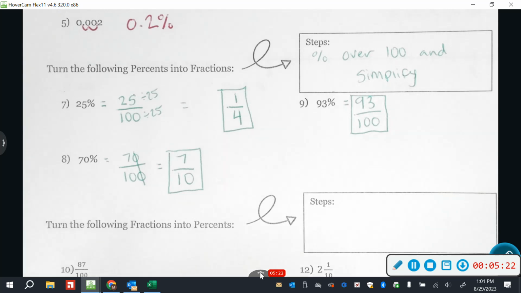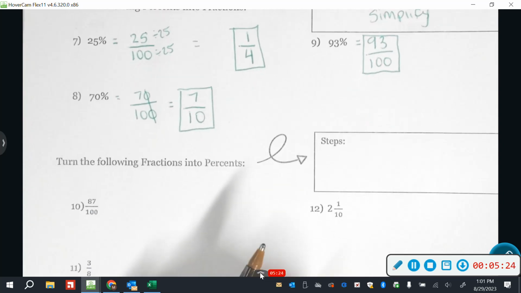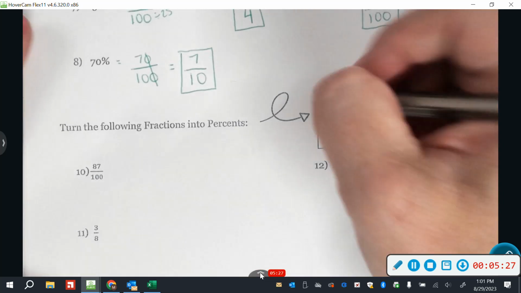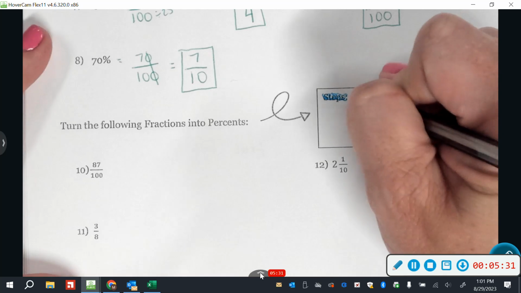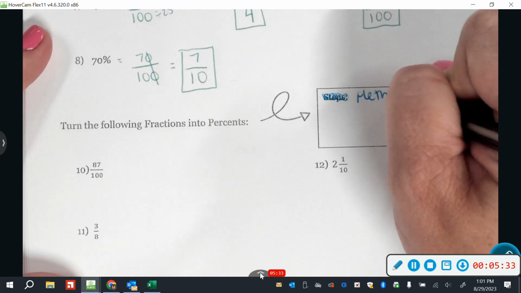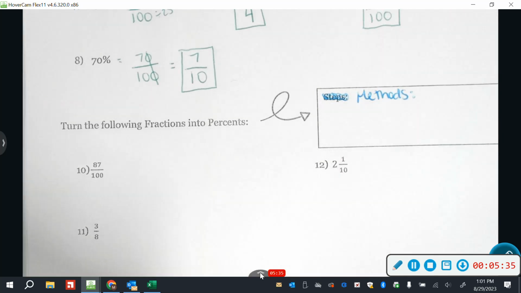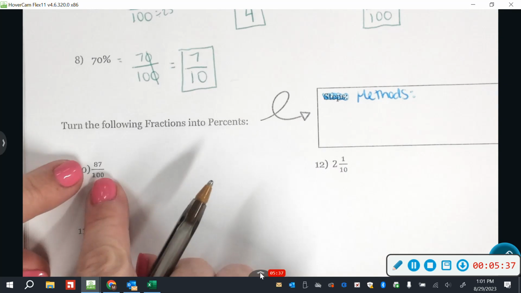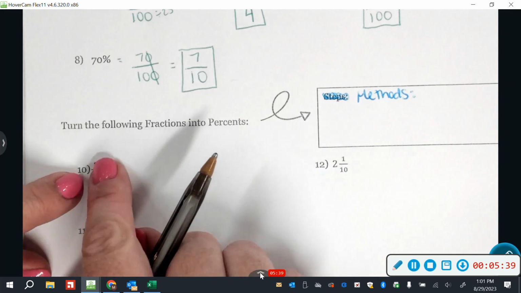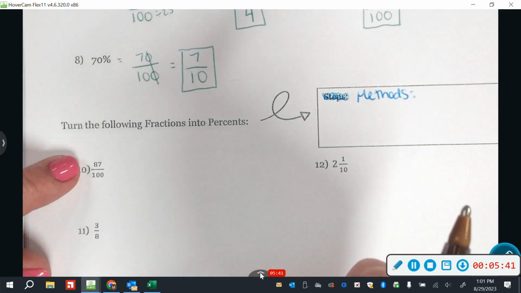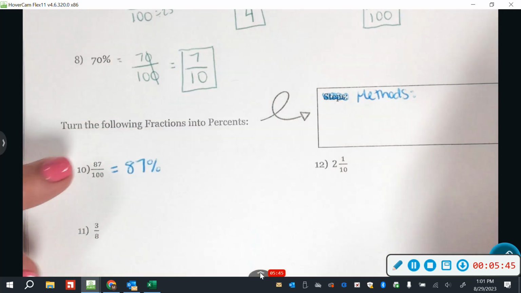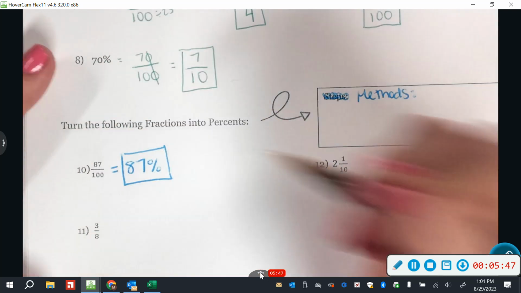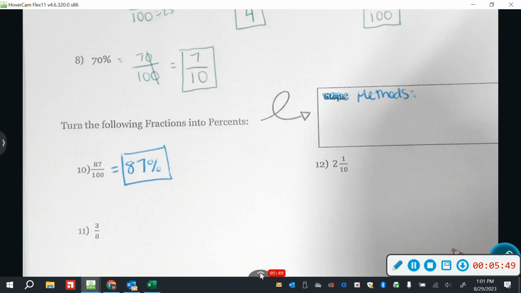Okay, now what about fractions into percents? Well, there's actually two methods, so I'm going to cross off steps and put method. Okay, so this first one, it's already over 100. Percents are out of 100, so what's the percent? 87. We didn't have to do anything because the denominator was already 100. So that one was simple.